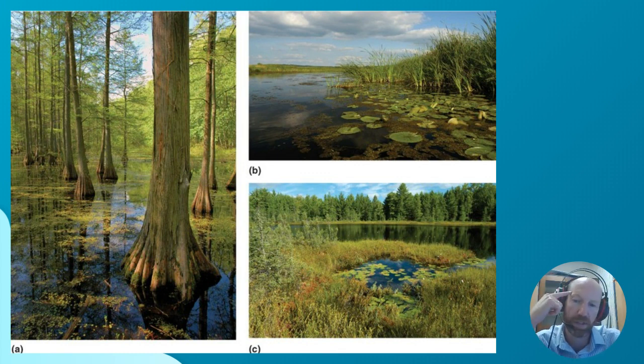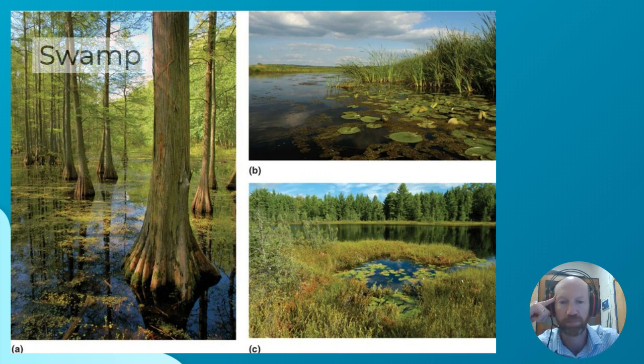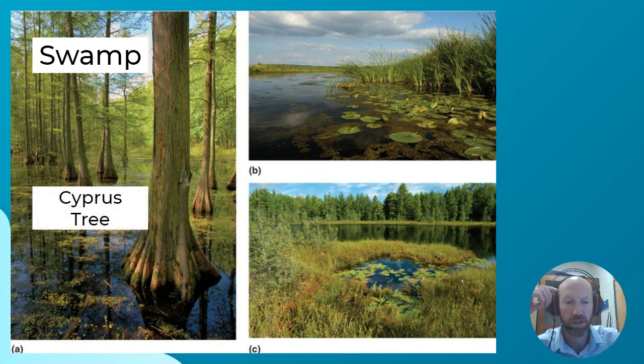Here are some different types of wetlands, and you might recognize some of these if you've been around New Jersey. So in the first picture A, this is a swamp, and this is a cypress tree. This cypress tree is very well adapted to having its roots below water, all right? Other trees are not adapted to this type of biome or this type of ecosystem.